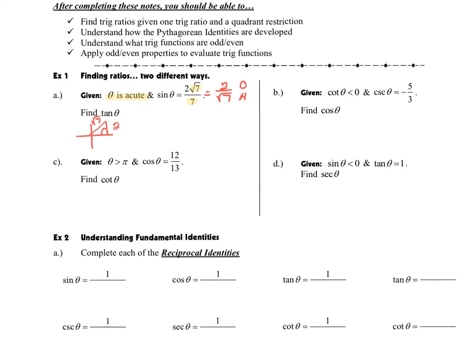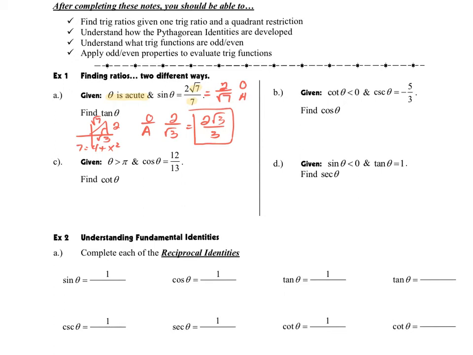So I can do a quick Pythagorean theorem. That's going to be 7 equals 4 plus x squared. So that's going to quickly give me a square root of 3 here. So that gives me that side is a square root of 3. And then if I'm asked to find tangent, I'm just simply going to do my opposite over my adjacent. So I'm going to do 2 over a square root of 3, and I'm going to rationalize that, and I'll get 2 radical 3 over 3. Okay, so that takes care of that one.